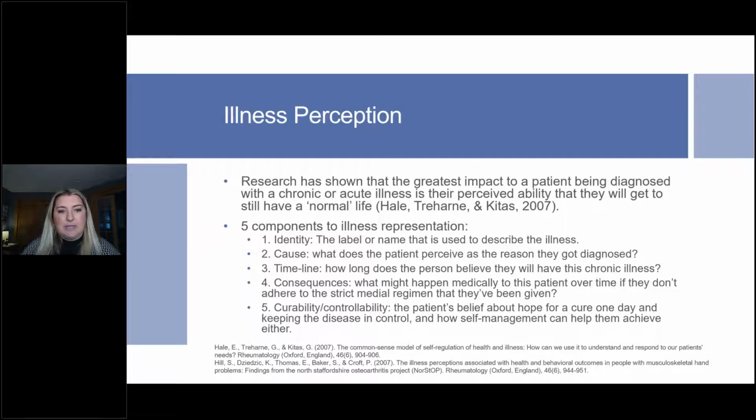The 5 main components of illness representation. First, identity: the label or name that's used to describe the illness. Then cause: what does the patient perceive as the reason they got diagnosed? You'll sometimes hear people with type 1 say they feel betrayed by their body, so they end up hating their body, and it can sometimes evolve into other issues like self-harm, eating disorders, or abuse of a substance, because they feel like their body betrayed them later on down the road. So again, what is the perception? Then timeline: how long does the person believe they will have this chronic illness?